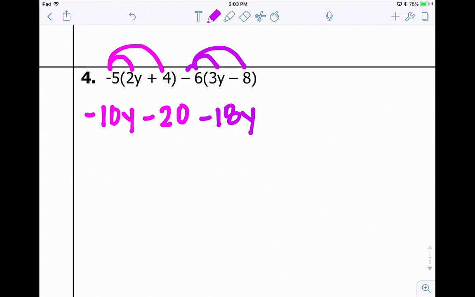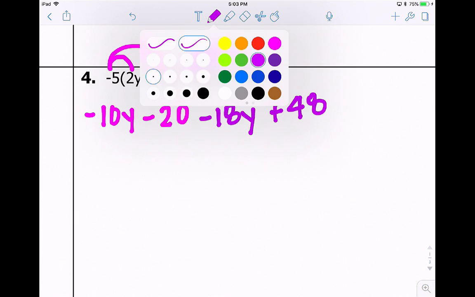And then again, -6 times -8. That's where people mess up. -6 times -8 is going to be +48. And then again, we just go back to our previous notes, but all we're doing is combining like terms.